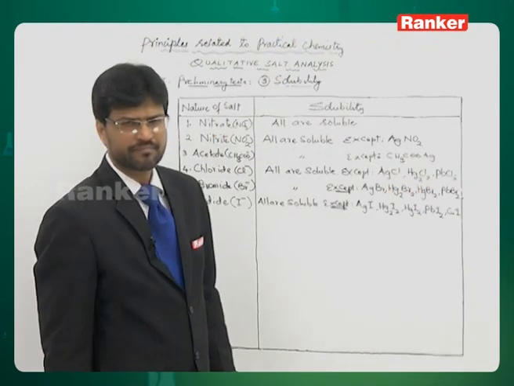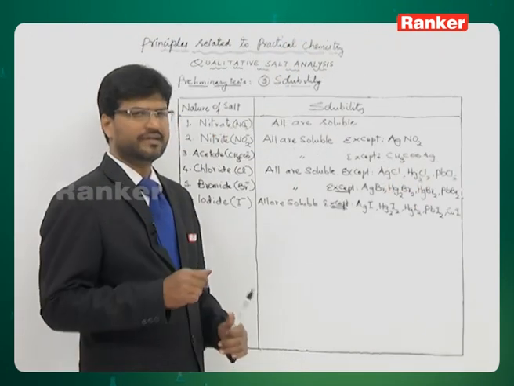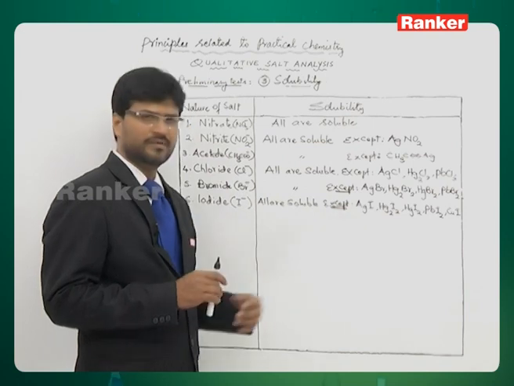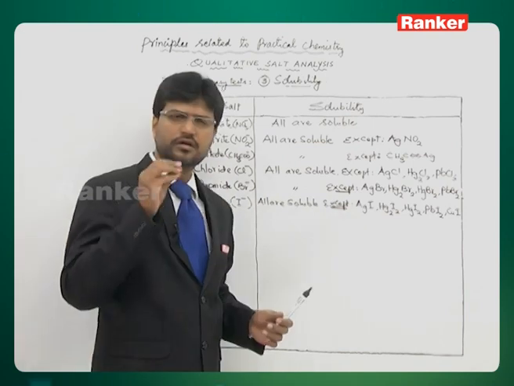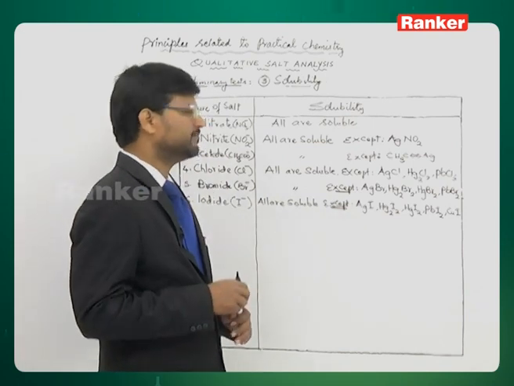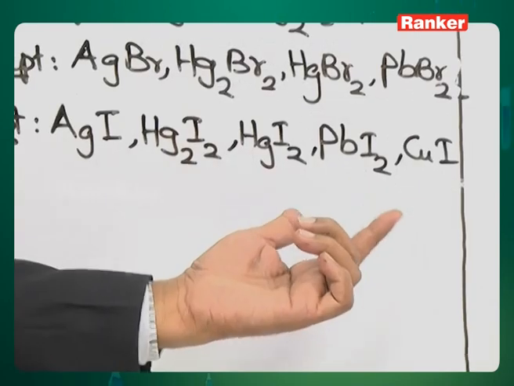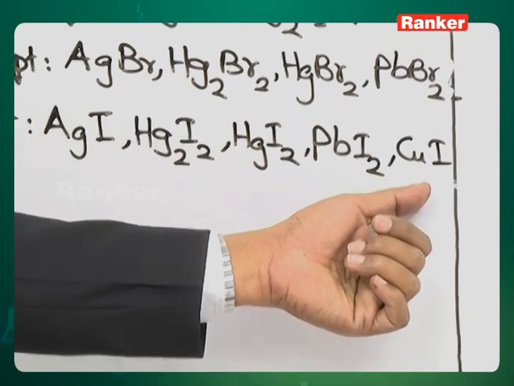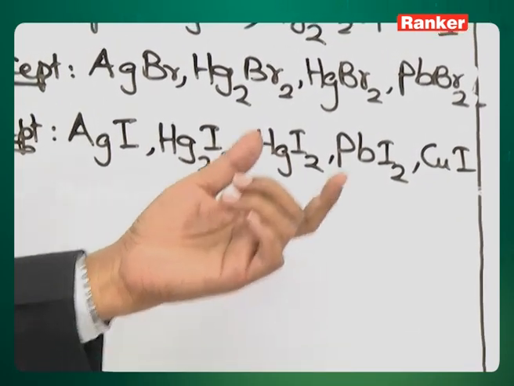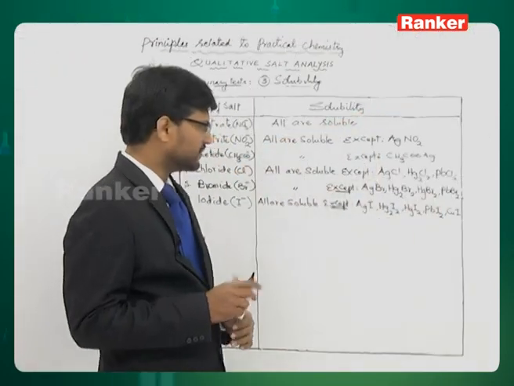Insoluble chlorides are 3 in number. And the common cations present in these insoluble halides are Ag, mercurous and plumbous. These are the common cations. The extra iodides which are insoluble are cupric iodide and mercuric iodide. The extra bromide which is insoluble is mercuric bromide.